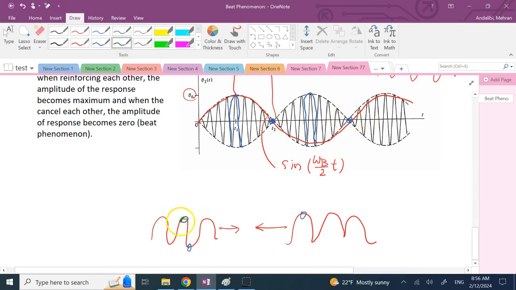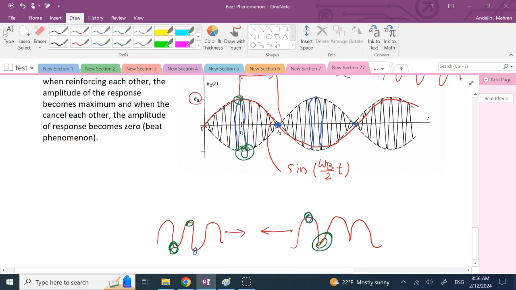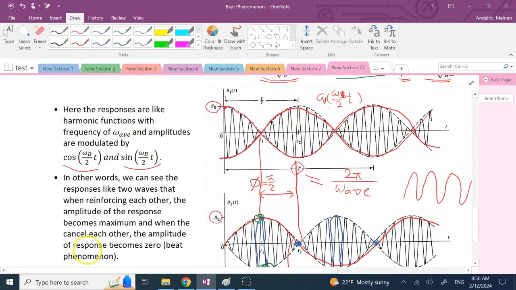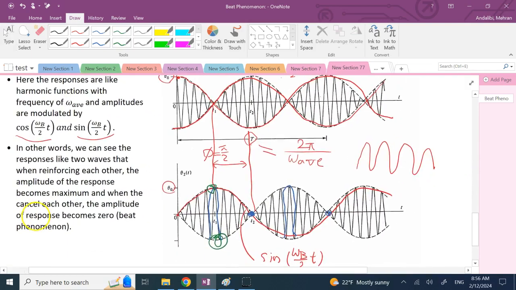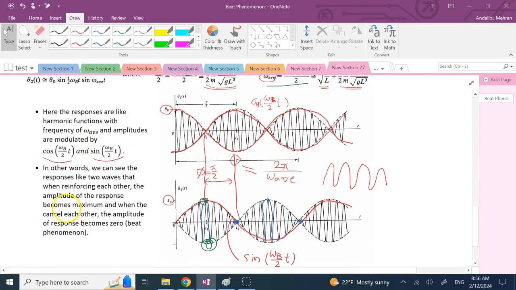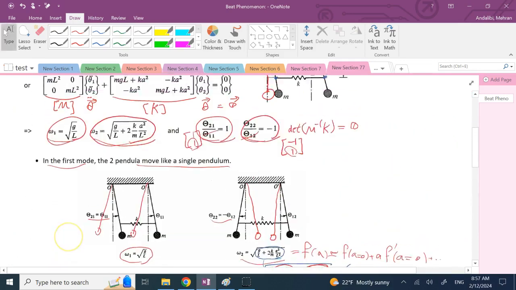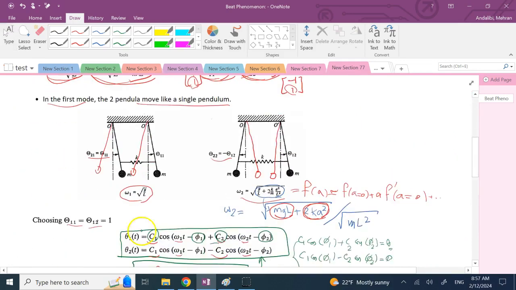But as I said, sometimes this one and this one will go on the top of each other and you get this. Or this one and this one will go on the top of each other and you get these. Okay, so this is that beat phenomenon, where you have kind of like one frequency, amplitude of it modulated by another one. And you see this kind of interesting response in the physical system. Okay, so this is the beat frequency, and as I said, it's not just limited to this system.